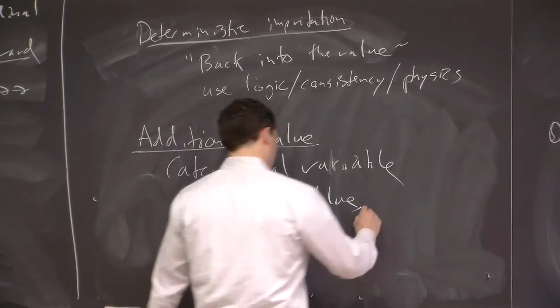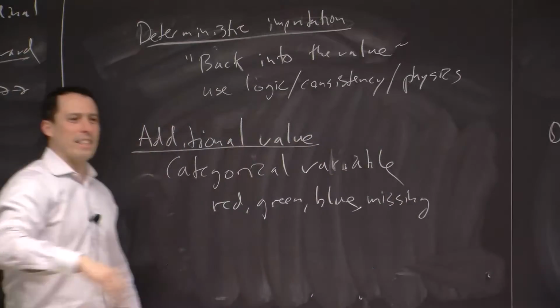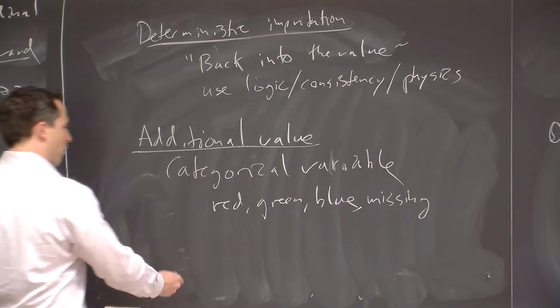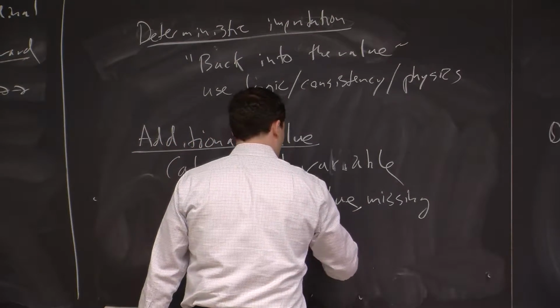So we just say it's either red, green, blue, or it's missing. We just decide that being missing is one of the values. Everything has a null possible value. And we just throw that in the machinery. Right? So there's no change in machinery needed. We just add a value.